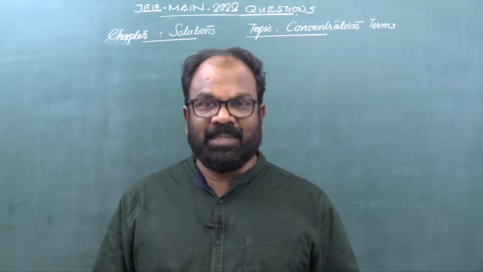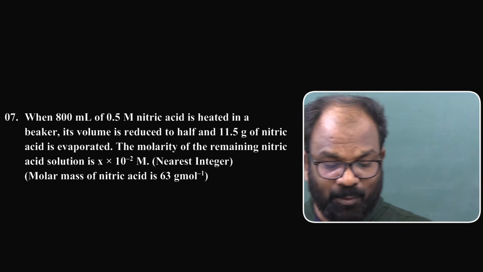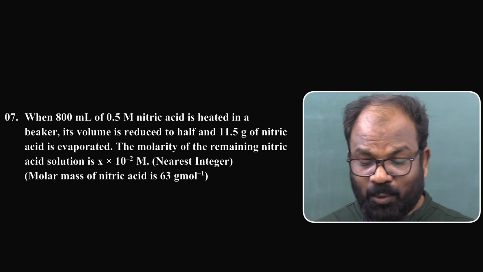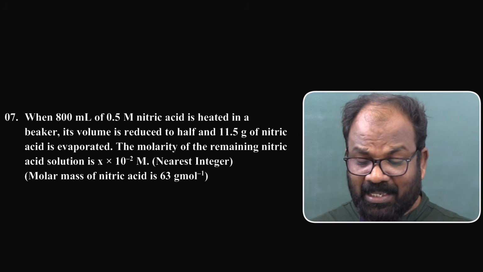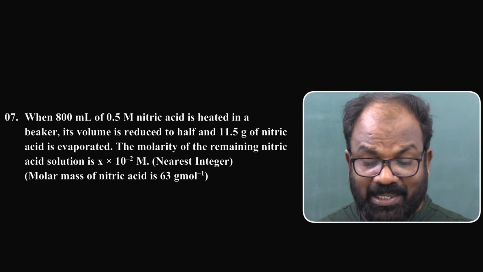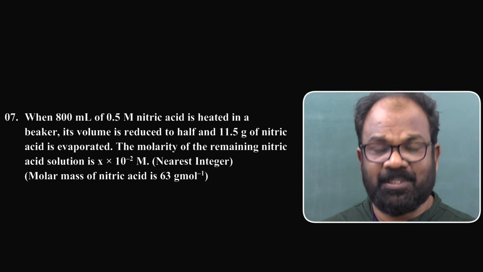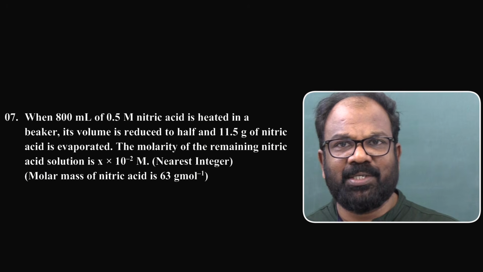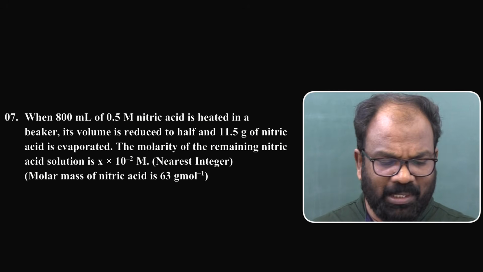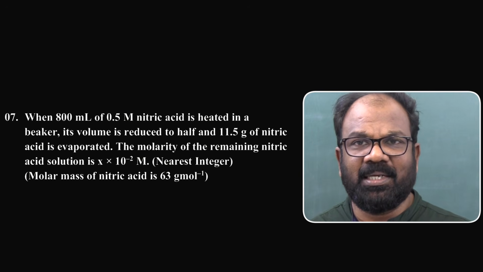Then question number 7. When 800 ml of 0.5 molar nitric acid is heated in a beaker, its volume is reduced to half and 11.5 gram of nitric acid is evaporated. The molarity of the remaining nitric acid solution is x into 10 raised to minus 2 molar in bracket nearest integer, and the molecular mass of nitric acid is 63 gram per mole.